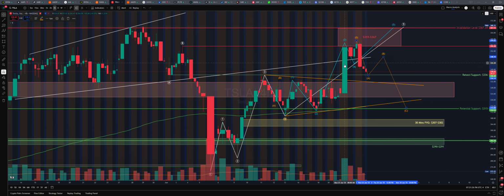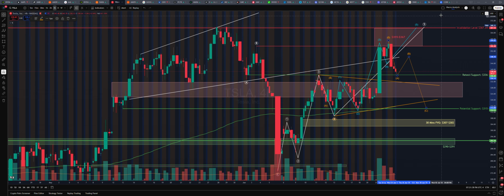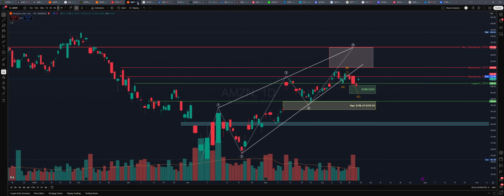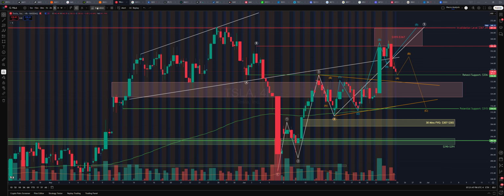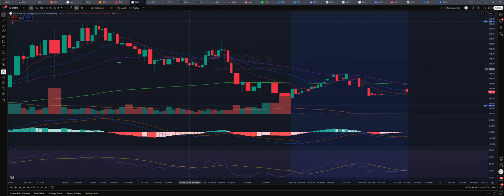So I would assume we have completed this wave 5, but I'm not sure, because I want to see if we get a bounce to 336 tomorrow, or if we start coming back down within this supply region and move back up or not. So let's move to, we did Amazon already. Not sure why Amazon is here again. Let's just move that. Okay, let's look at Google.